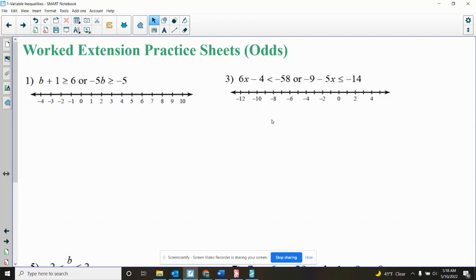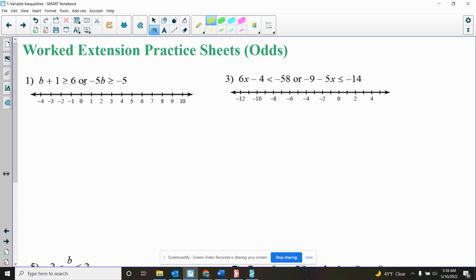This recording is a work-through of the odd-numbered practice problems from the extension practice sheet. So this is not on the power assignment, but it is still good information, especially if you're going to be taking more math in the future. All right, here we go.